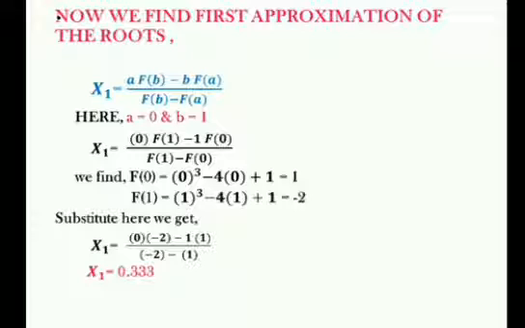Already we know f of 0 is equal to 0 cube minus 4 of 0 plus 1, which is 1. And f of 1 is equal to 1 cube minus 4 of 1 plus 1, which is equal to minus 2. So substituting these values, x1 is equal to 0 into minus 2 minus 1 into 1, whole thing divided by minus 2 minus 1. Simplifying, we get x1 is equal to 0.333.